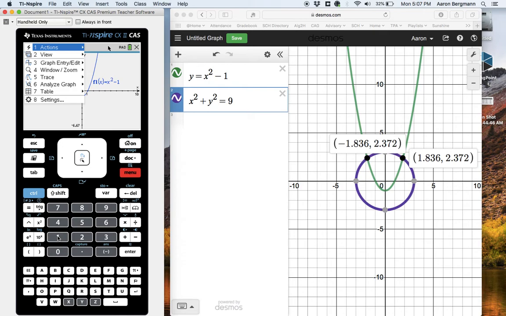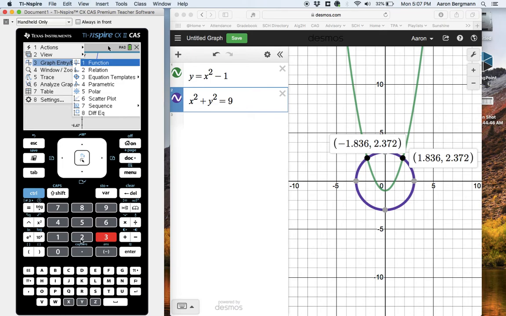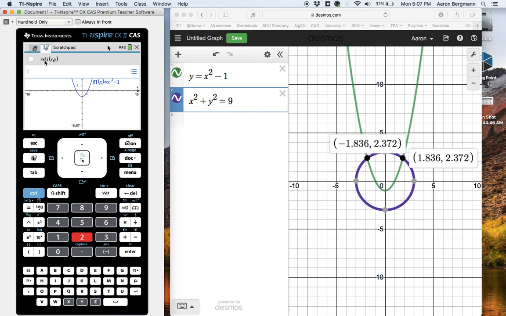I want to do graph entry and edit, so that would be 3. And then I actually don't want to do a function because a circle is not a function. It's a relation. And so I press 2 for a relation. You can see it says REL1 XY. So it's expecting x and y to be related in some way. So we get x squared plus y squared equals 9. Enter. And there's the circle.